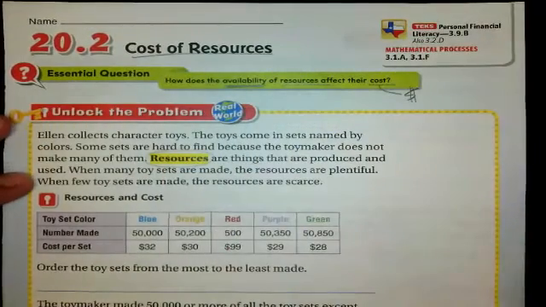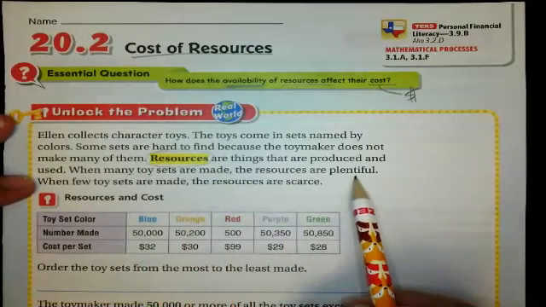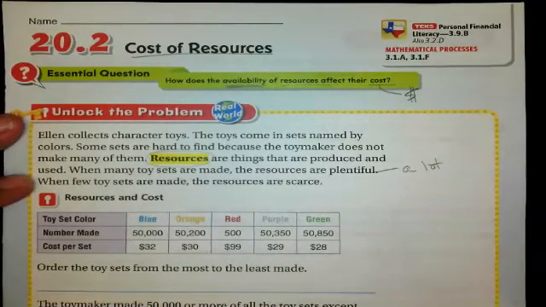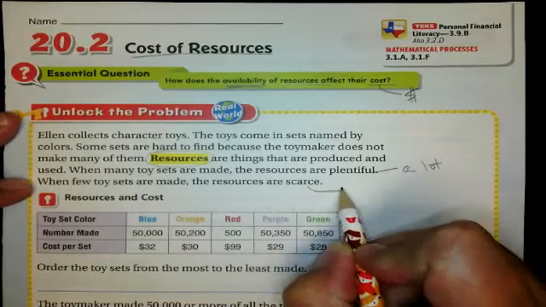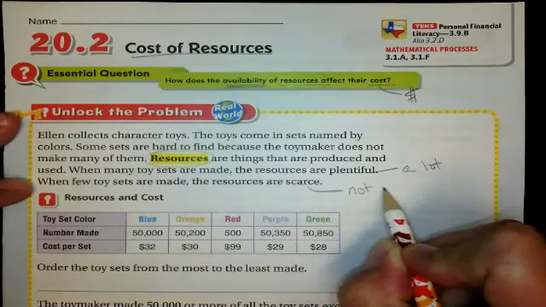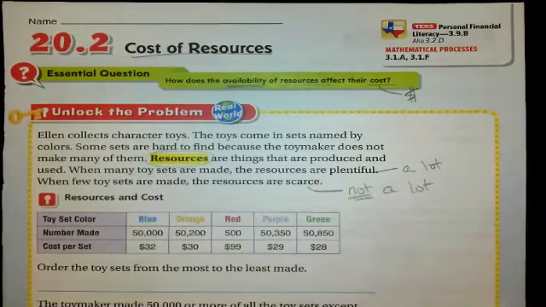them in our lessons. So when many toy sets are made, the resources are plentiful. Plentiful means there are a lot of them. When few sets are made, the resources are scarce. We've learned about scarcity. Scarce means not a lot. Okay? Plentiful means we have a lot of them. Scarce means we do not have a lot of them. So let's look at this question. Resources and costs.